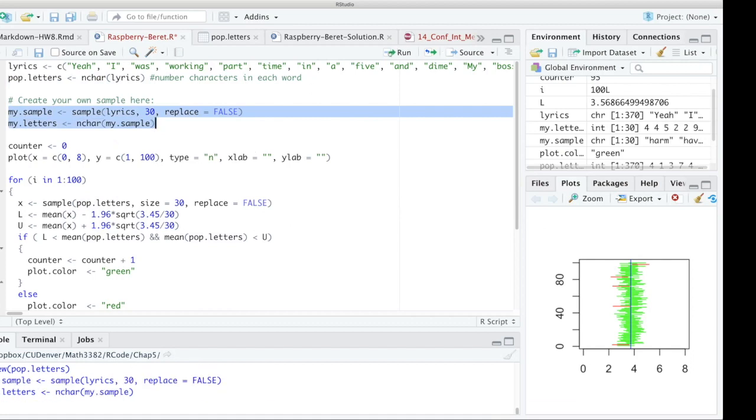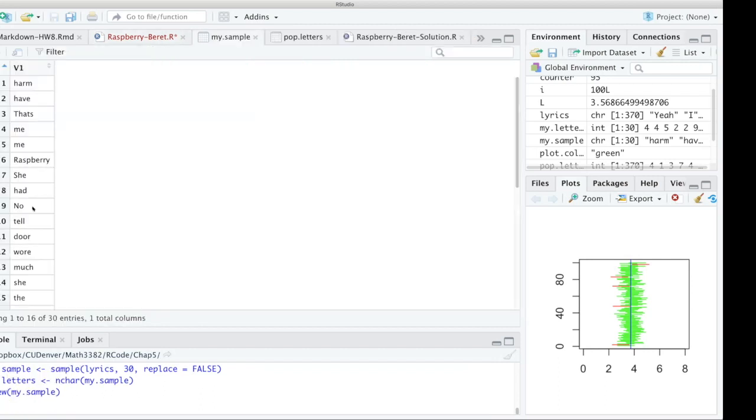So let me run this. And so here's my sample, and right here are my 30 words that were picked at random. That's great. I got raspberry in there. I think that's happened before.